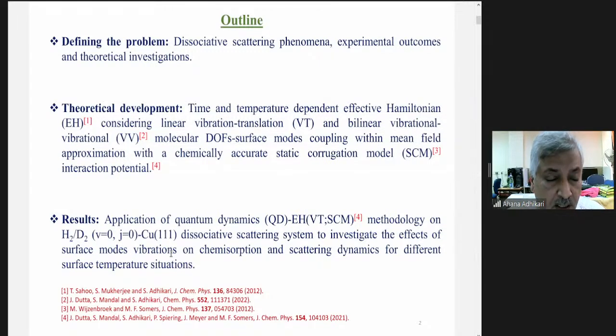As I said at the beginning, the synthesis of ammonia needs a specific surface temperature, 450 Kelvin, and then you get the maximum yield of ammonia. So the surface temperature gives an important effect, and whether that effect is at a classical level or a quantum level. And if it is a quantum level, how big is the difference between the classical effect and the quantum effect. So that needs to be known. And then we find chemical absorption and scattering dynamics for different surface temperature situations. And these are the basic literature which one can go through.